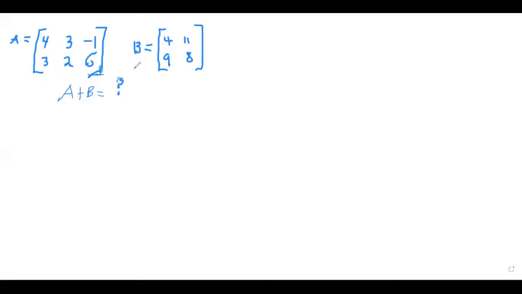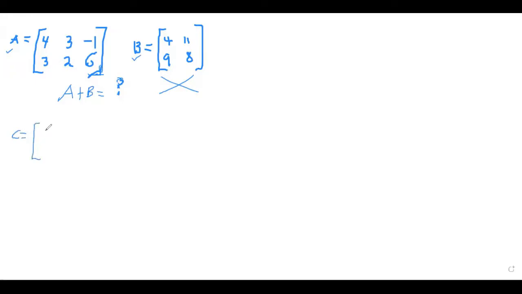Okay, so no, we can't add. We can't add something like this because the rule for addition of matrices says that the dimension of matrix A must be equal to the dimension of matrix B. Their dimensions must be the same before you'll be able to add them. So this one you cannot add.